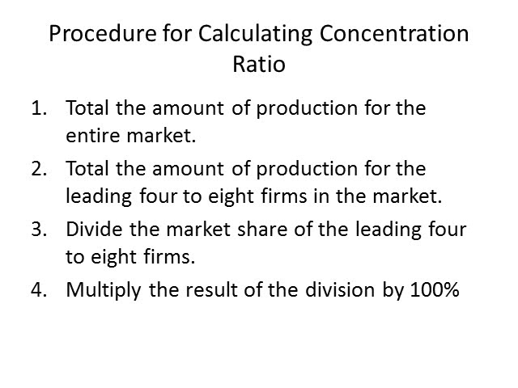The procedure for calculating the concentration ratio is: total the amount of production for the entire market, total the amount of production for the leading 4 to 8 firms in the market, divide the market share of the leading 4 or 8 firms by the total market size, and multiply the result by 100%.